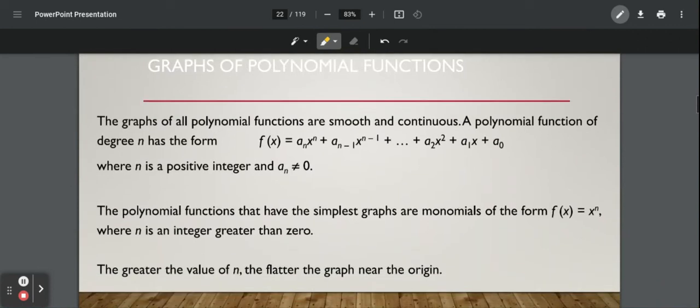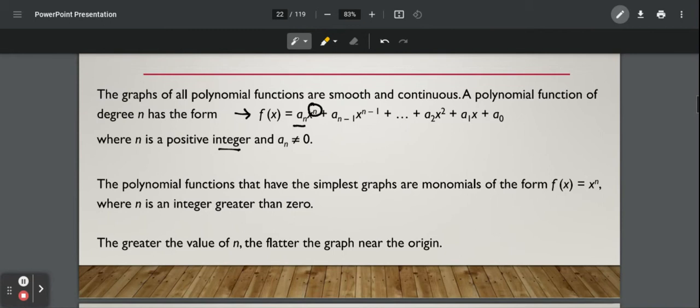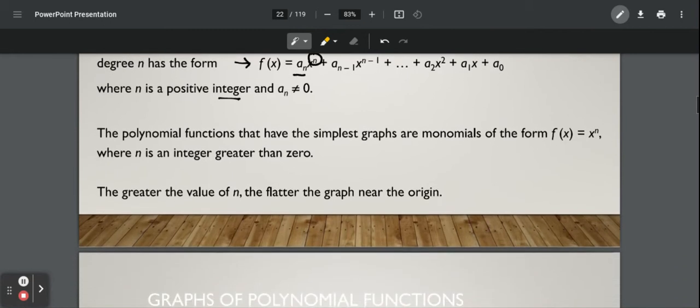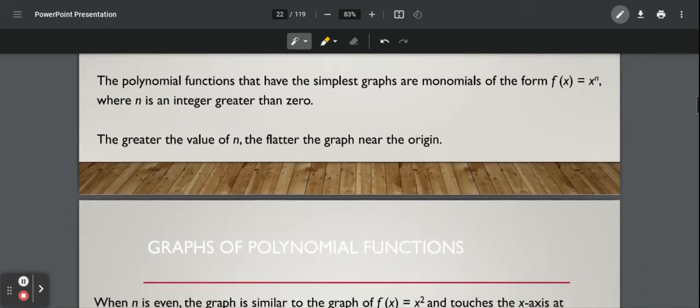So this is a little bit what we've talked about. Your polynomial formula right here, remember that you have that leading coefficient and that you have this x to the n, and n has to be greater than or equal to 0, and it has to be an integer. Your simple graphs are your monomials, and then you move from there.